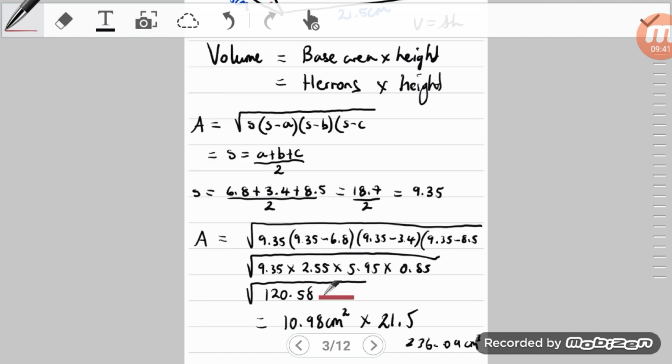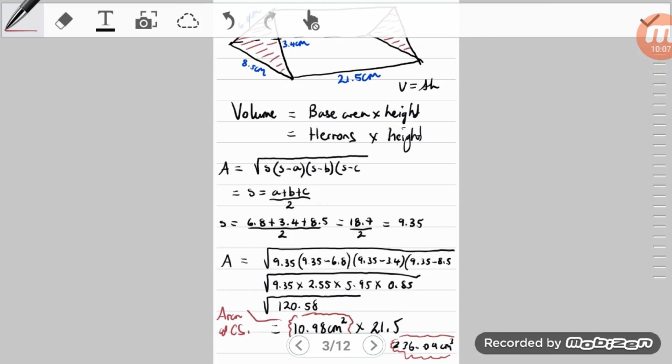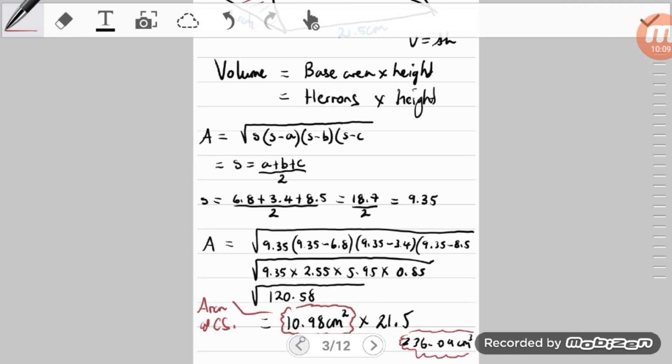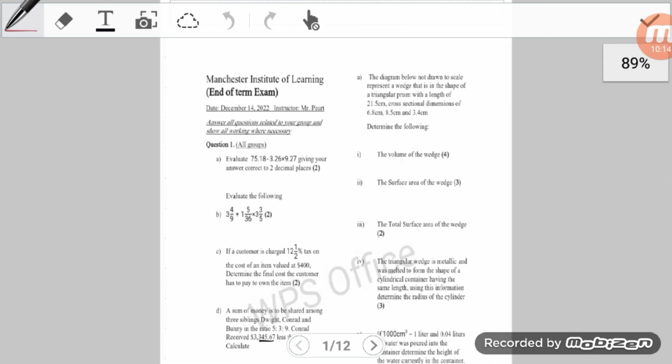All right, so let's just make a couple of notes here. Remember that this thing here in the red is the area of the cross-sectional face. We might need that a little bit later. So that's the area of the cross-sectional face, and this number down here represents the volume of the actual wedge or the actual prism. All right, so hopefully you guys got a good understanding behind working out there. So let's just go back now to have a look at the remaining questions.